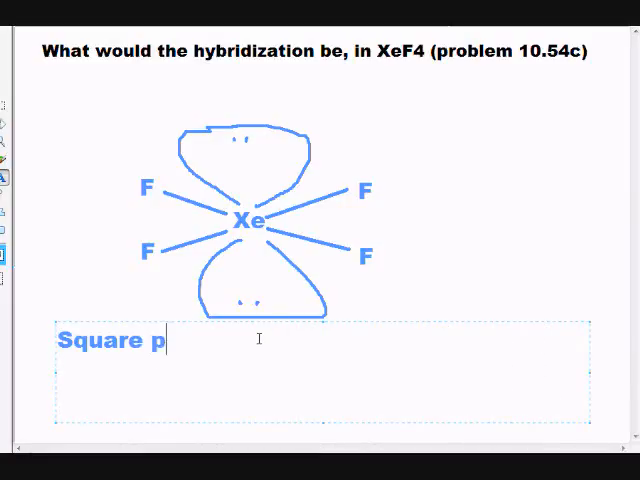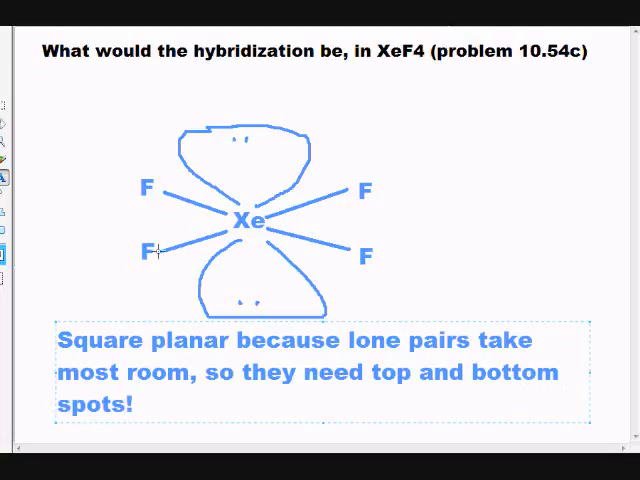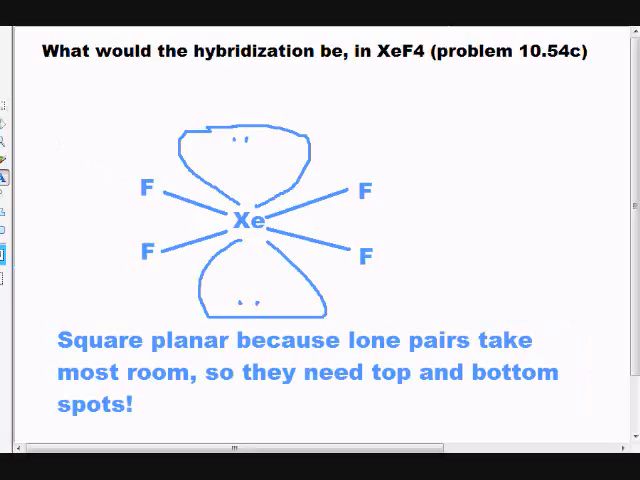So that means that xenon is square planar because those lone pairs, they take up the most room. They need the most room. So they'll take the top and the bottom. And those fluorines, remember fluorine is the most electronegative, so it's also the most compact atom in a bond. So there it is. Square planar. Those fluorines can live 90 degrees apart from each other and they'll be okay.